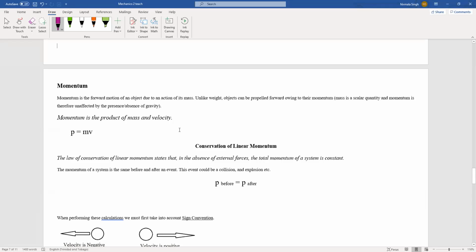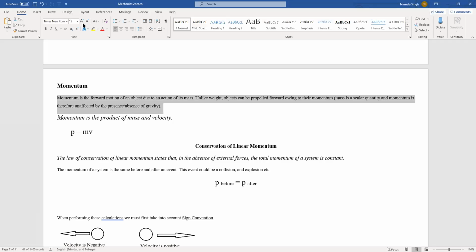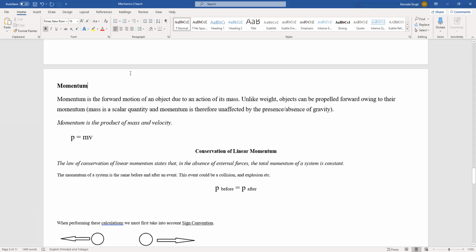Momentum is the forward motion of an object due to an action of its mass. Unlike weight, objects can be propelled forward owing to their momentum. Now, mass is a scalar quantity, and momentum is therefore unaffected by the presence of gravity. So how do we work out momentum?